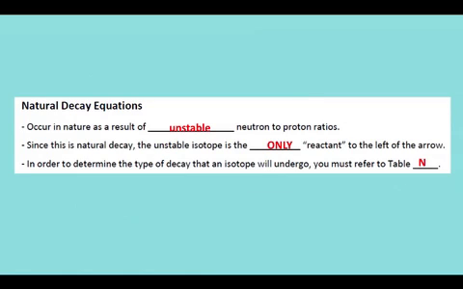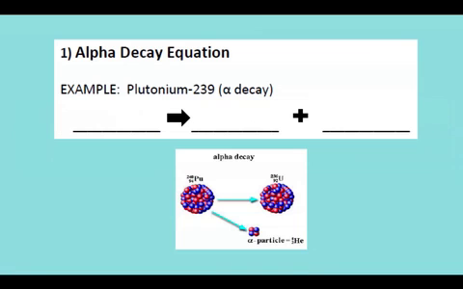So when we write these natural decay equations, you're going to see we only have one reactant to the left of the arrow. We're going to refer to table N to figure out, does it give off an alpha, beta, or positron, and then we'll go from there to figure out what it transmutes into.